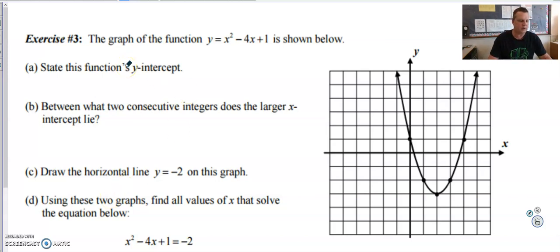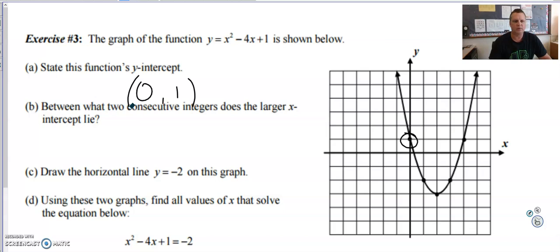So in exercise 3, the graph of the function y equals x squared minus 4x plus 1 is shown below. Okay, so this is it over here. State this function's y-intercept. Y-intercept right here. So the y-intercept. Now, I would accept 0, 1. Sometimes they will show 1, okay, which is also acceptable.